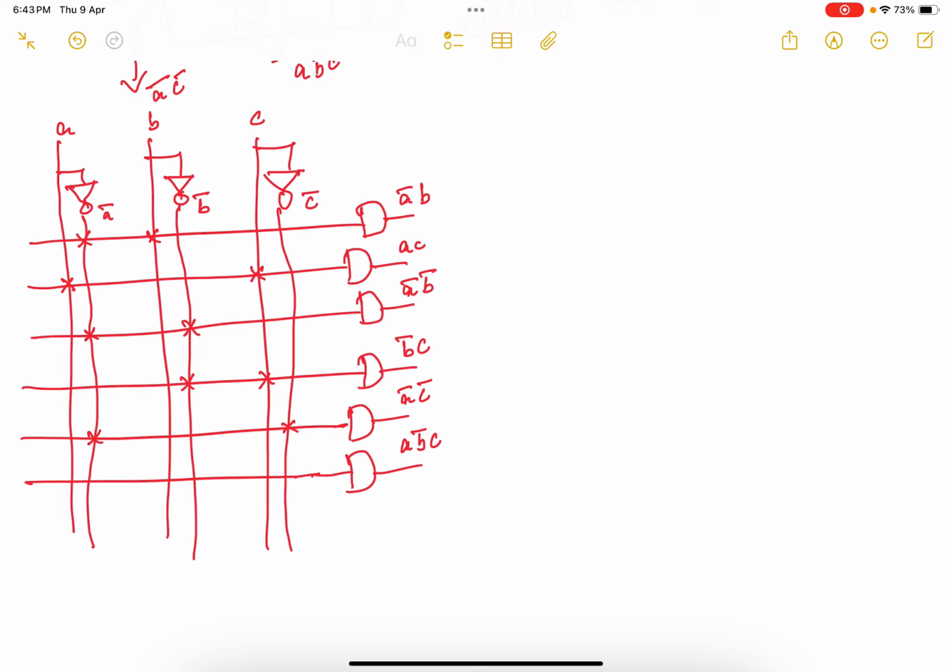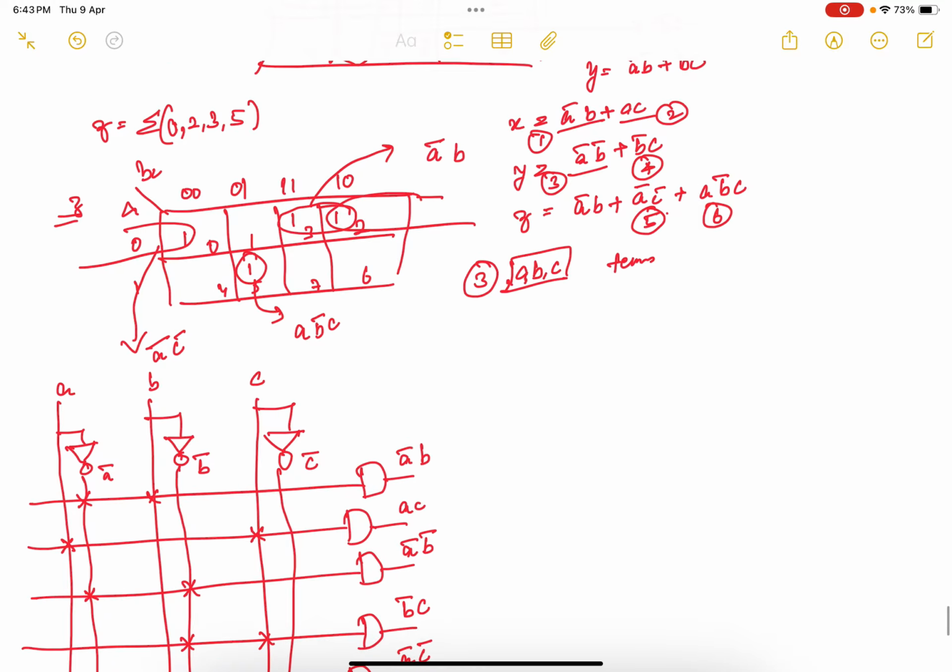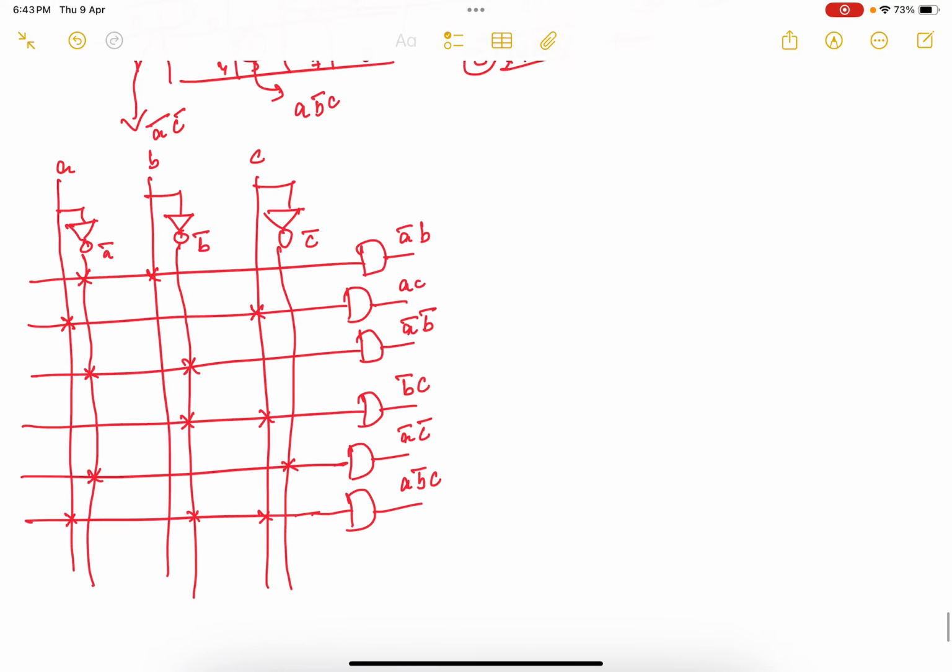And next thing is A B bar C. Clear? And for the first variable, what is the thing? X is A bar B plus AC. So X is A bar C. But here, the first thing we are implementing is using PLA.